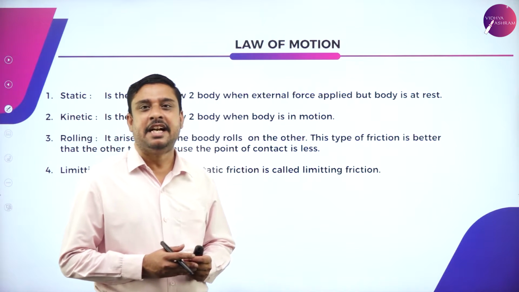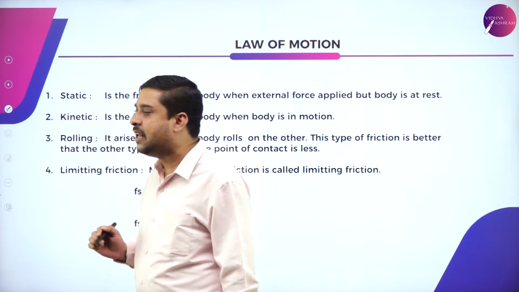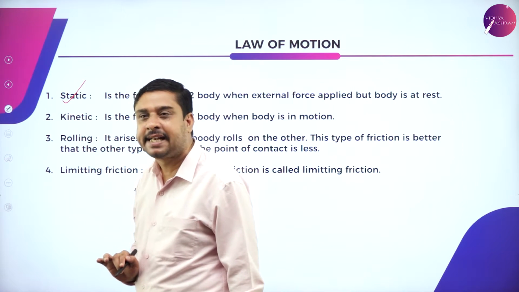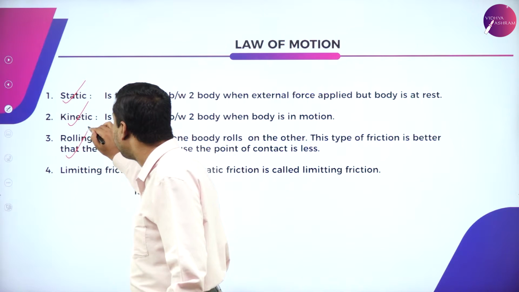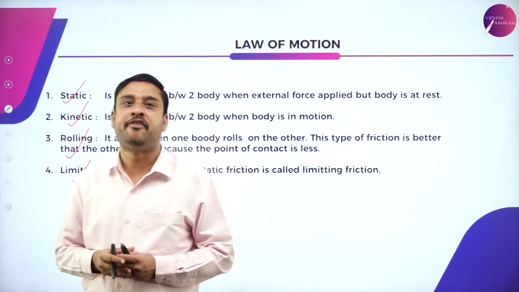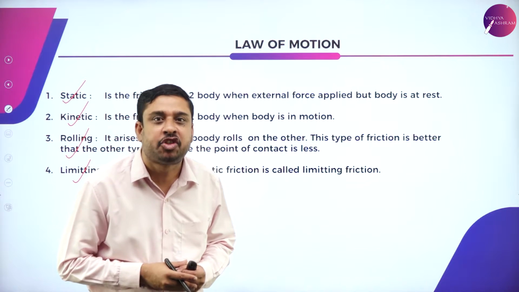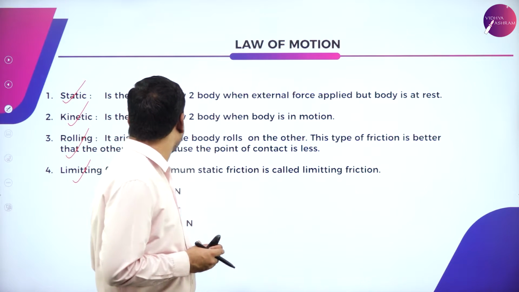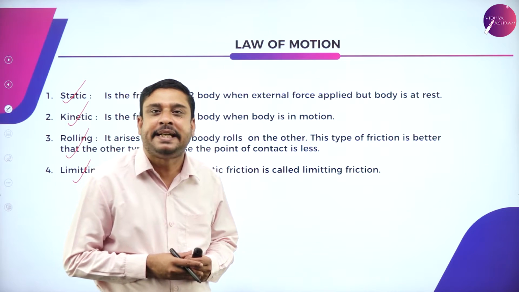analyzing the different kinds of friction, basically we say there are 4 kinds of friction. Static friction, kinetic friction, rolling friction, and limiting friction. The 4 kinds of friction that can be seen are static friction, kinetic friction, rolling friction, and limiting friction.